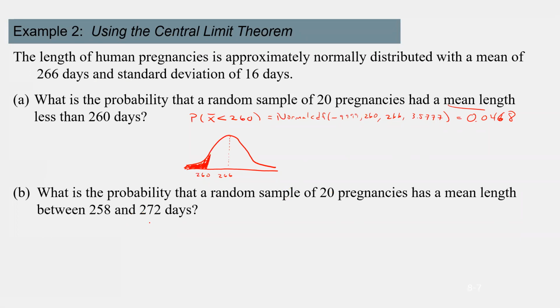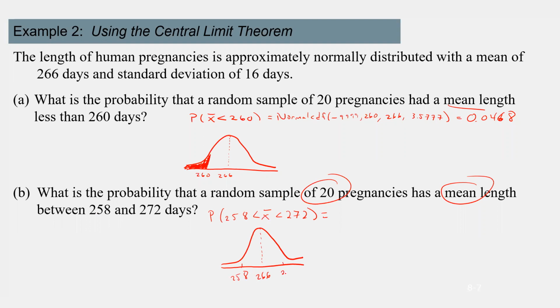All right, now let's do this last one and then we'll take our break. Okay, so what is the probability that a random sample of 20 pregnancies, again, has a mean length between 258 and 272? So it's between 258 and 272. So again, I'm going to sketch the curve. It should be at 266. I want to be between 258 and 272.